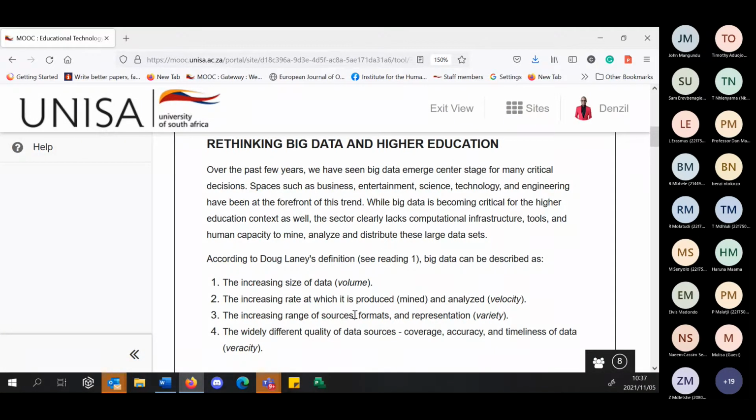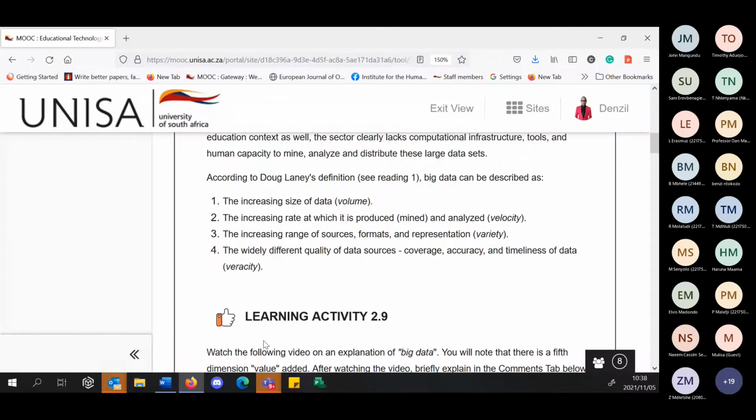And the definition by Doug Laney is that it talks about the V's, and there's a 5th V which the video below talks about, right? So the 4 V's that they talk about are the increasing size of data, volume; the increasing rate at which it is produced, mined, and analyzed, velocity; the increasing range of sources, formats, and representation, variety; the widely different quality of data sources, coverage, accuracy, and timeliness of data, veracity. So the 4 V's, that's how they describe big data.